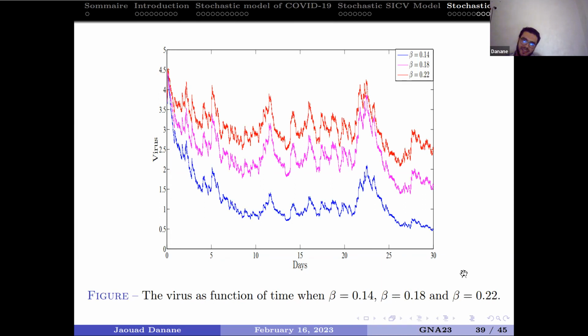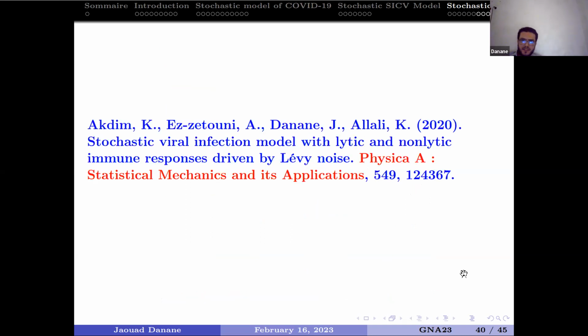If we change the value of beta, if we maximize beta to 0.22, we can observe that we maximize the viral load. This result is published in Physica A: Statistical Mechanics and its Applications in 2020, and you can find the data in this paper, titled Stochastic Viral Infection Model with Lytic and Non-Lytic Immune Response driven by Lévy noise.